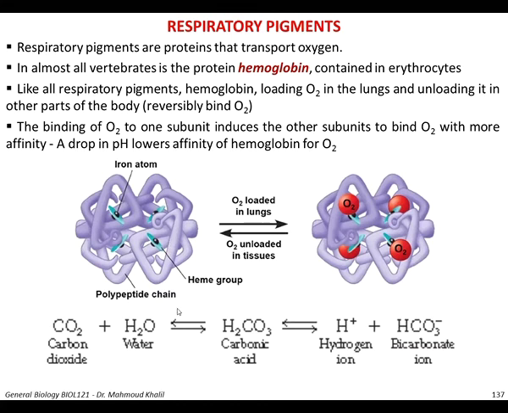And you can see this is the balanced chemical equation. Carbon dioxide in plasma, represented by water in blood, will form carbonic acid. This carbonic acid is a very unstable acid that soon dissociates into a hydrogen ion, which lowers the pH of the blood, and the bicarbonate ion.